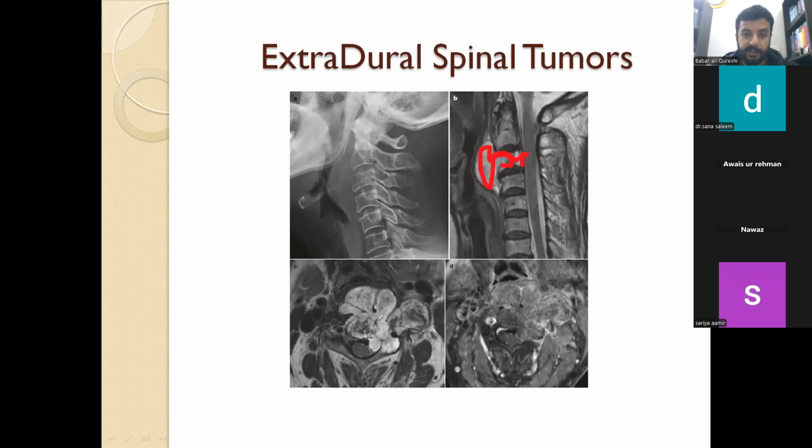We can see clearly on the axial cuts, this is the tumor that is arising from the vertebral body. It's a chordoma that is going inside into the canal and also compressing the cord but not involving it, and it remains extradural. Here we can see a clear demarcation between the tumor and the cord.